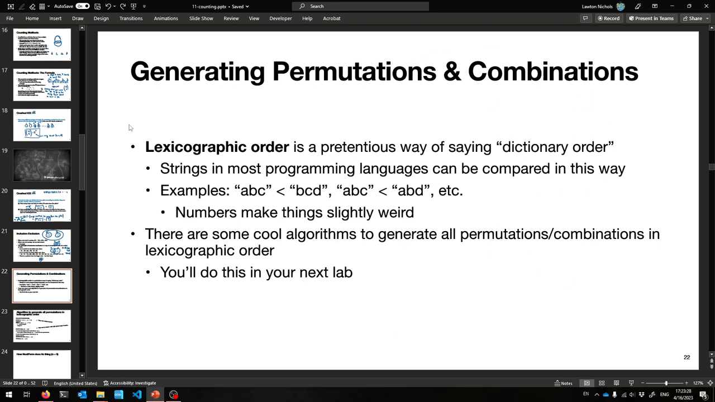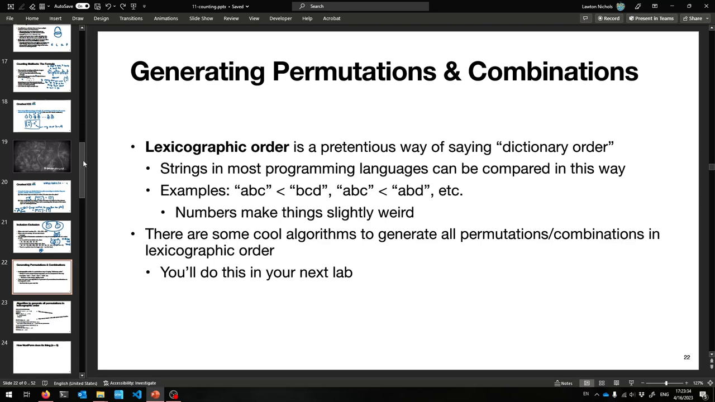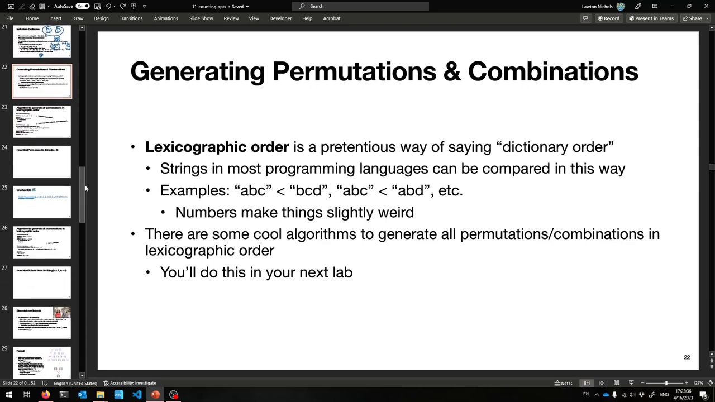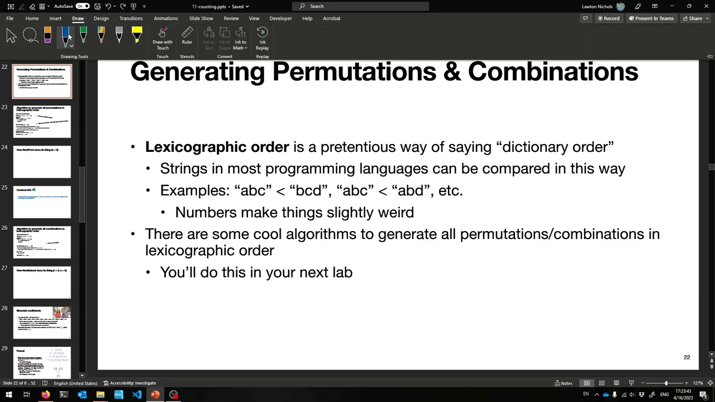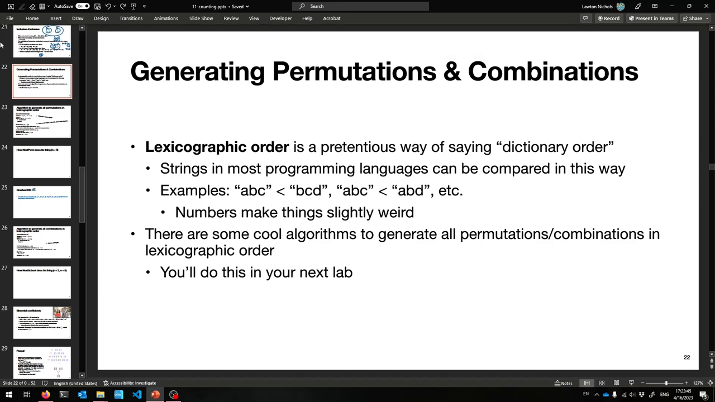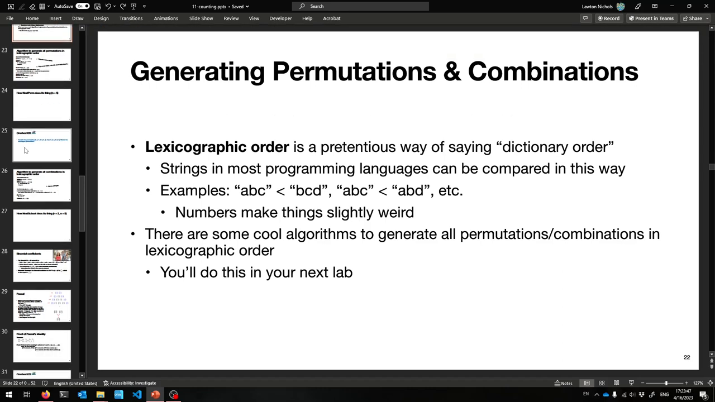Let's also talk about generating permutations, because eventually, this is a computer science class. We have to bring this back to code. And so let's talk about generating all of the different permutations and combinations. I think I'm going to show it to you now, if I remember correctly.